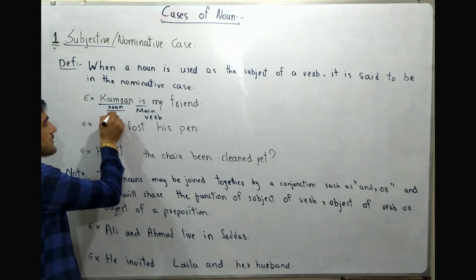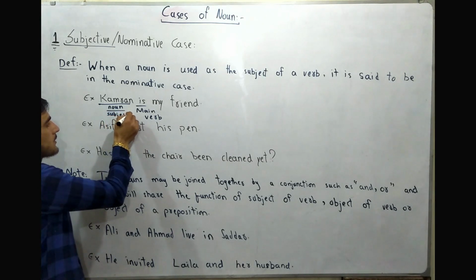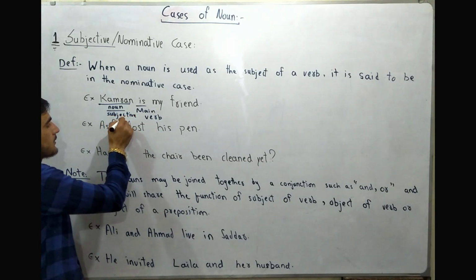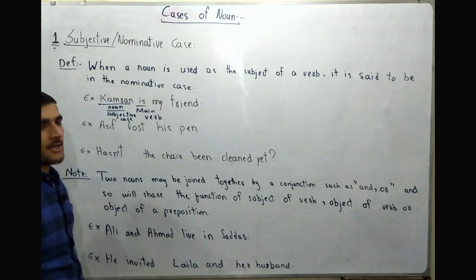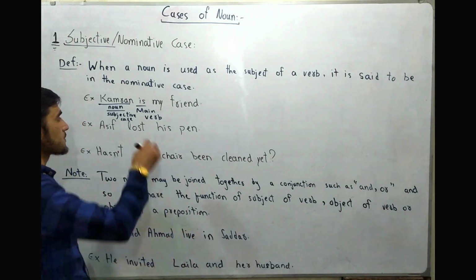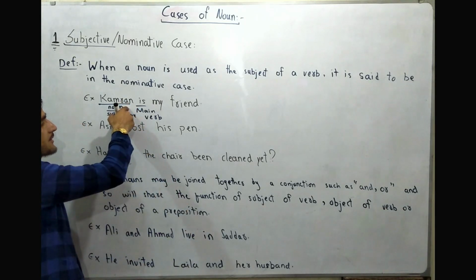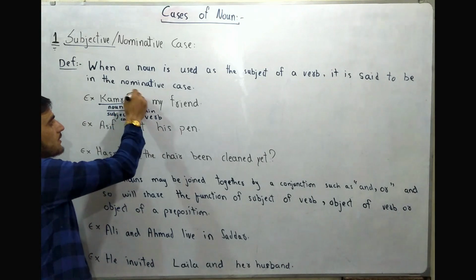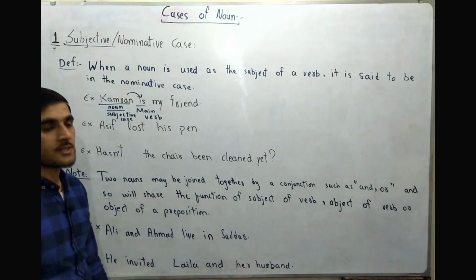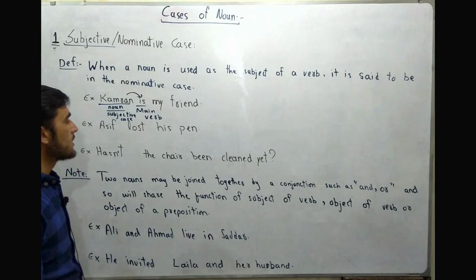We call it subjective case, right? That is the subjective case of a noun because it's used in place of the subject and it functions as the subject of a verb, right? So this case is called nominative case or subjective case.